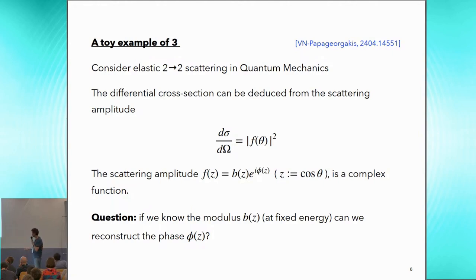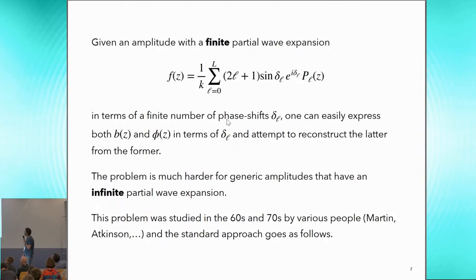So the two quantities, the modulus and the phase, are intimately related to each other. How do you know? For example, if you use a partial wave expansion, then you express everything in terms of phase shifts. And if you have the phase shifts, then you can compute the modulus, you can compute the phase, and everything is expressed in terms of the phase shifts. Now, this is easy to do if you have a finite partial wave expansion.